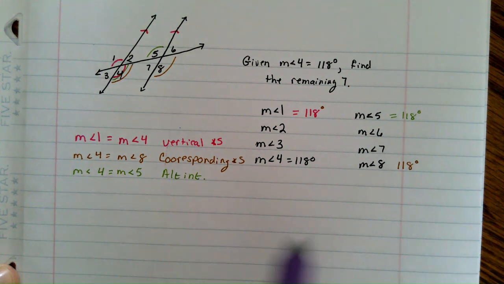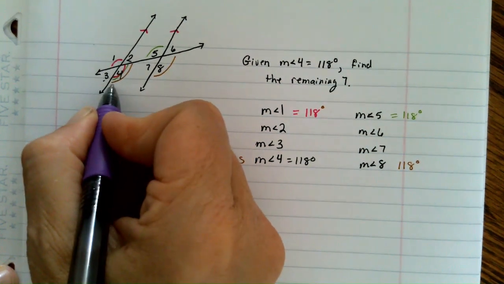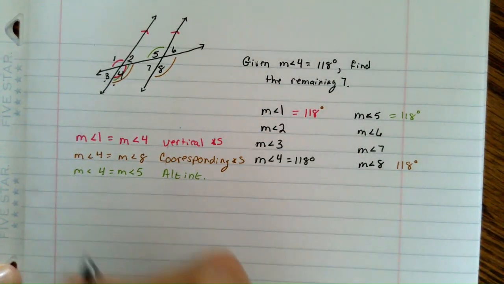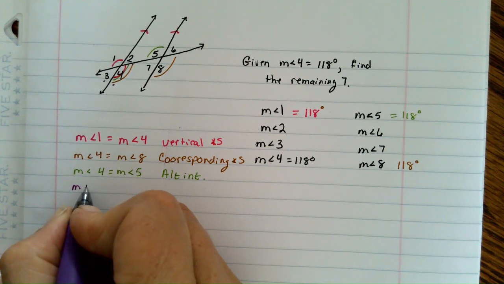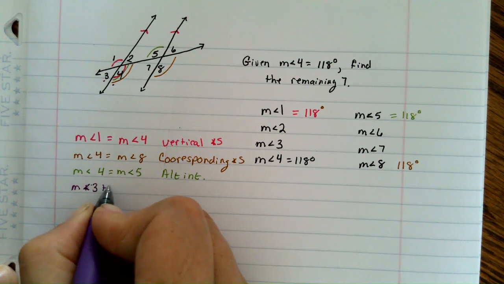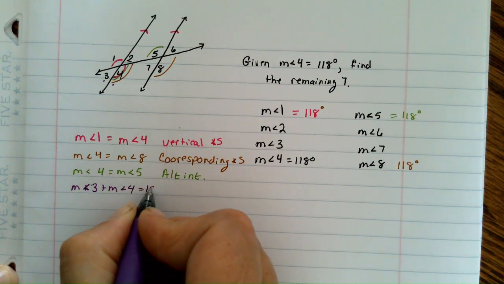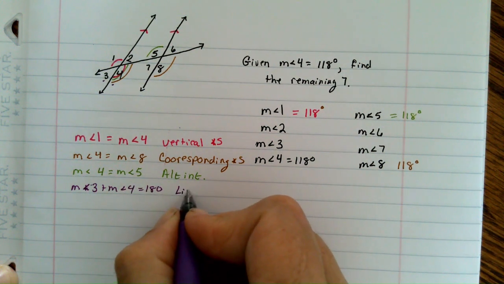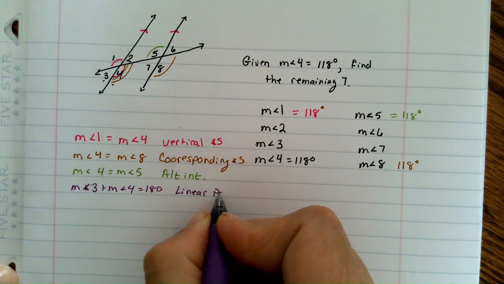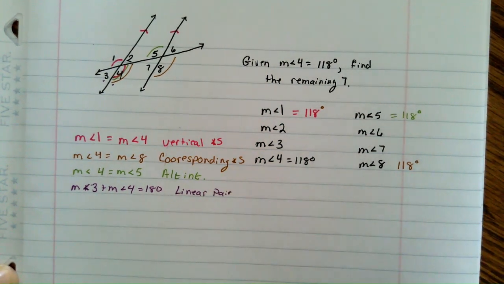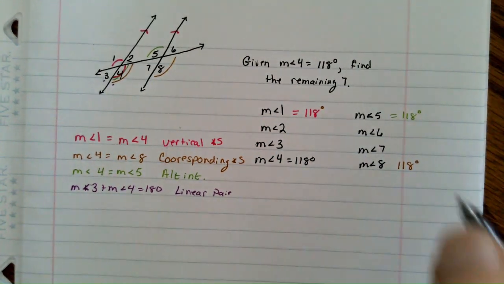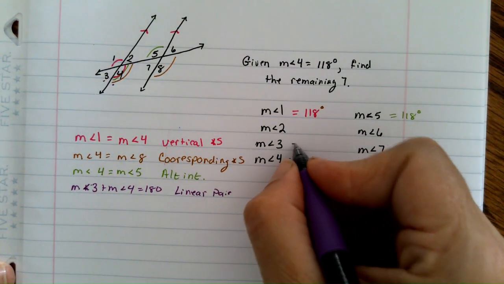Okay, now how do 3 and 4 compare? If you said they're a linear pair, you're correct. Measure of angle 3 plus the measure of angle 4 equals 180 because they're a linear pair. So if you do some subtracting, you're going to find out that that leaves 62 degrees over to be angle 3.